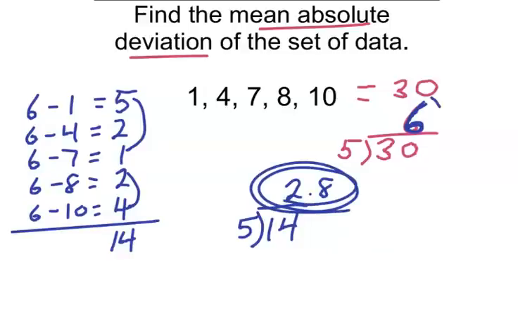So basically you take 6, which is our mean, and if you go 2.8 higher or 2.8 lower, okay, that would be a very safe number that would be very likely to be in that data set. So that's mean absolute deviation.